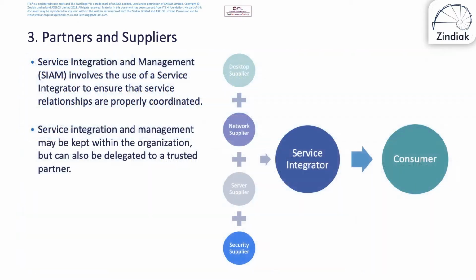One method an organisation may use to address the partners and suppliers dimension is service integration and management, or SIAM. This involves the use of a specially established integrator to ensure that service relationships are properly coordinated. Service integration and management may be kept within the organisation, but can also be delegated to a trusted partner.